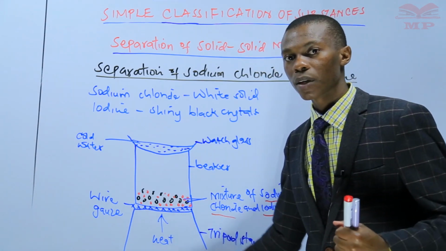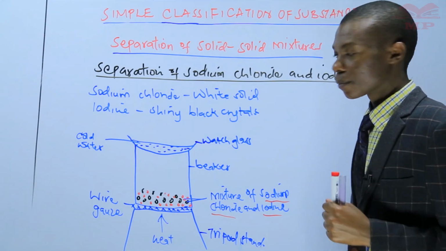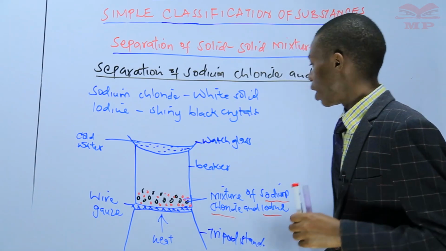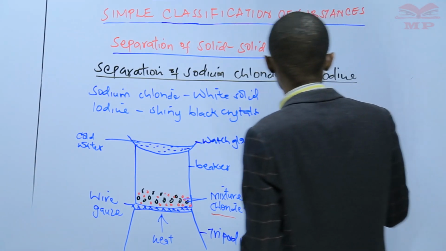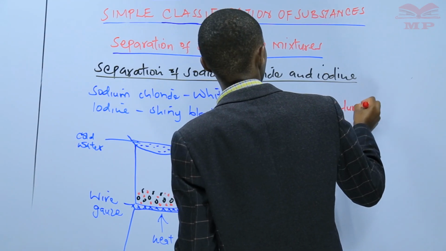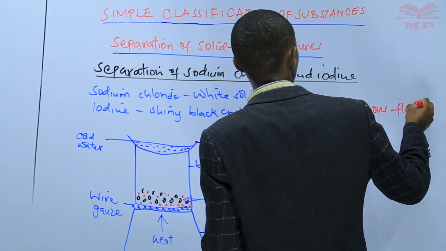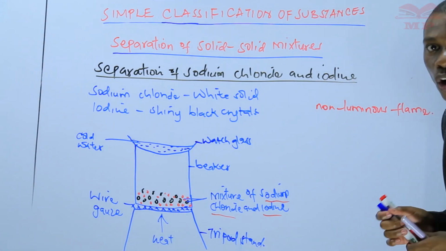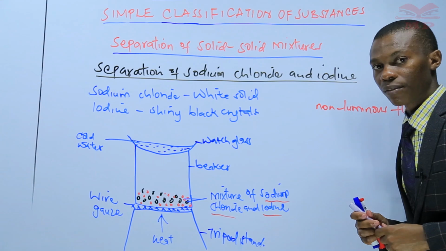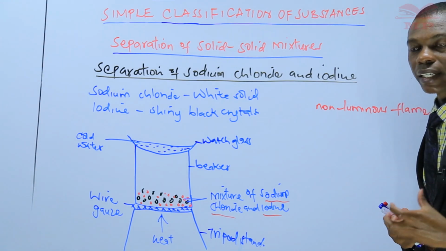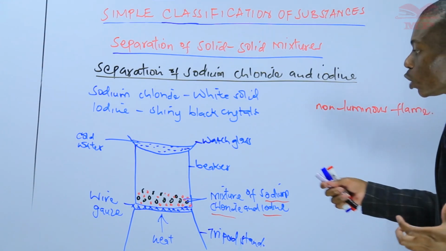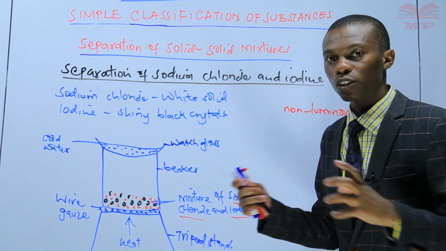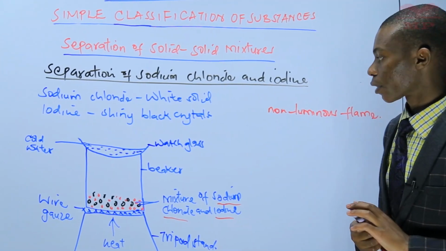And remember, in the previous topic we said that the flame we use mostly in heating in the laboratory is a non-luminous flame. We use a non-luminous flame because of two reasons. One, it is hotter than the luminous flame. And second, it does not produce soot. Therefore, it is not going to dirty the bottom of the beaker with that black solid we call soot.